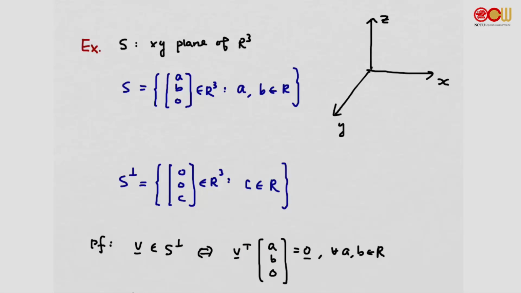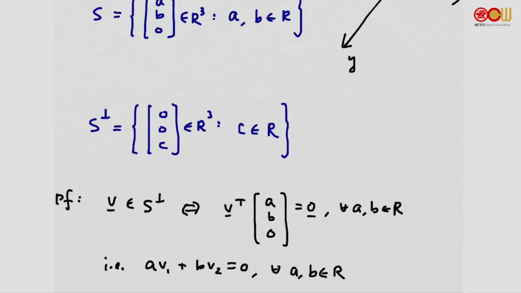Let's show this. If we have a vector v, this v vector is in S perp if and only if v is orthogonal to every vector in S, so it's orthogonal to all vectors of the form (a, b, 0).